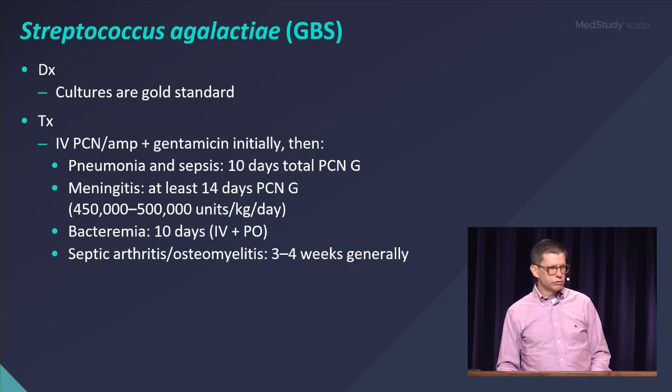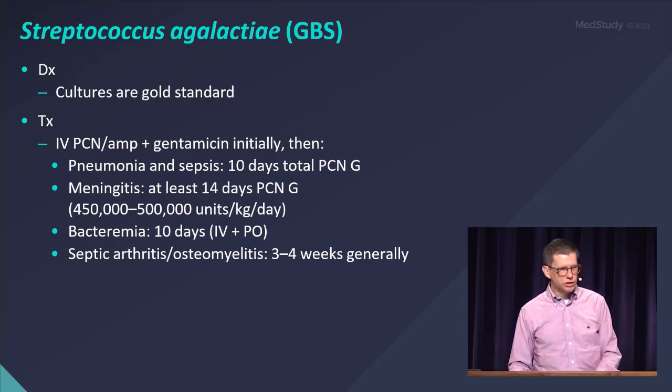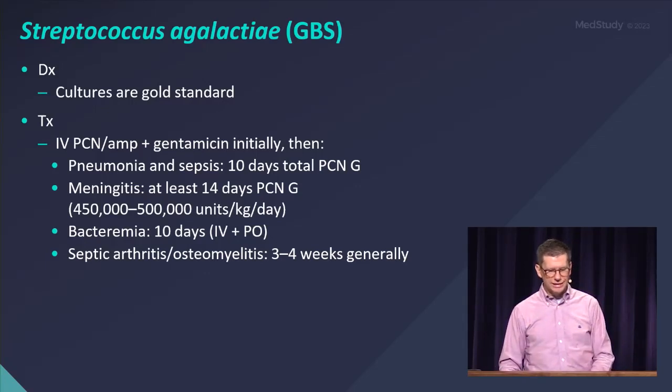We culture group B strep. That's the diagnosis. That's the gold standard. The treatment is usually either penicillin or ampicillin with GENT initially. Then we kind of peel the GENT off once we sterilize things.